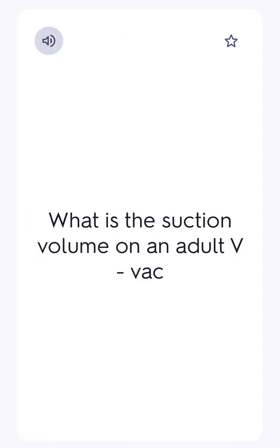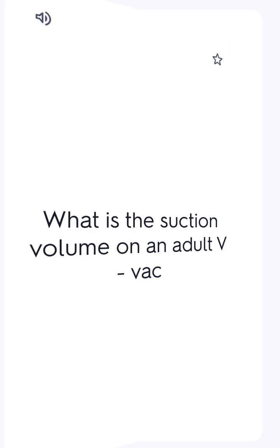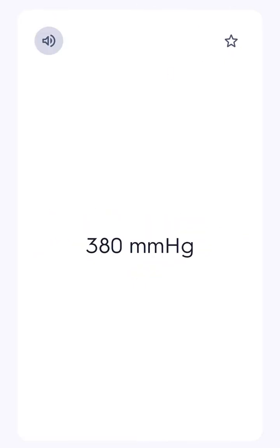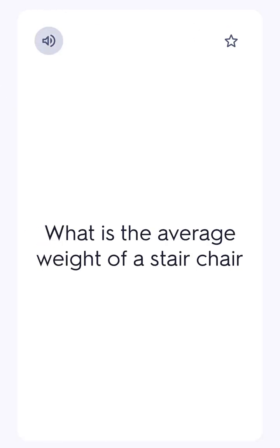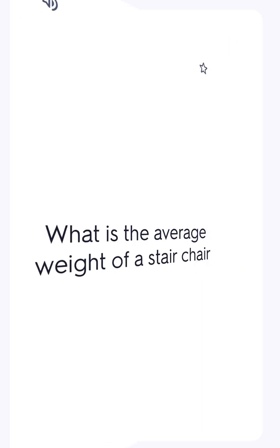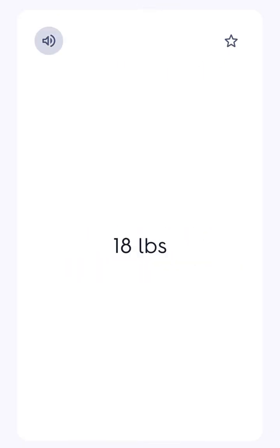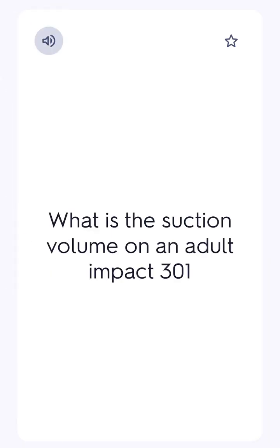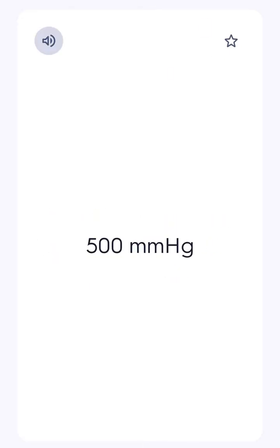What is the suction volume on an adult VAC? 380 mmHg. What is the average weight of a stair chair? 18 pounds. What is the suction volume on an adult Impact 301? 500 mmHg.